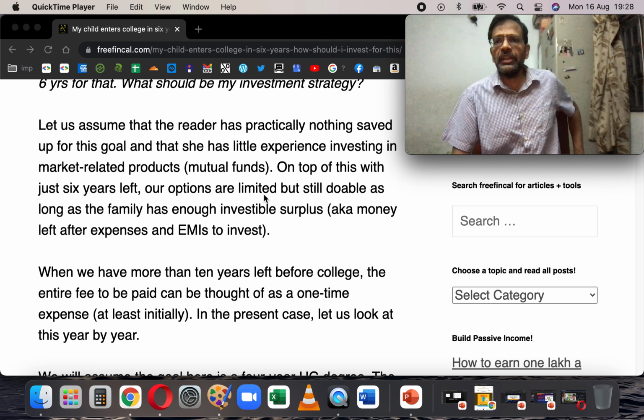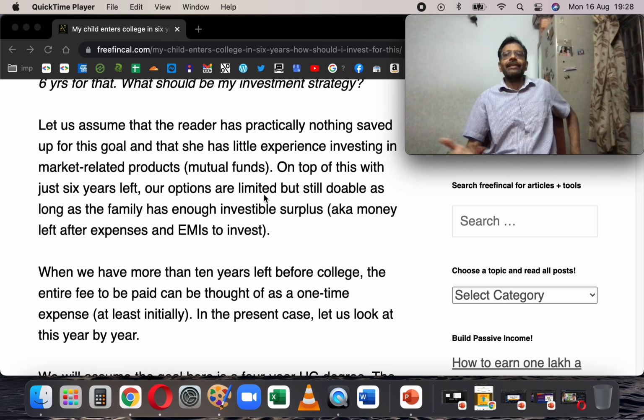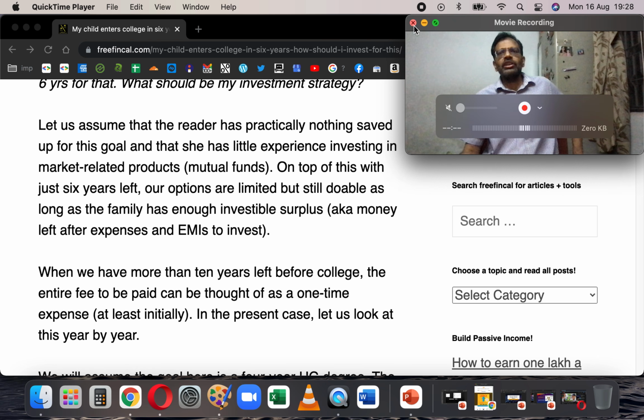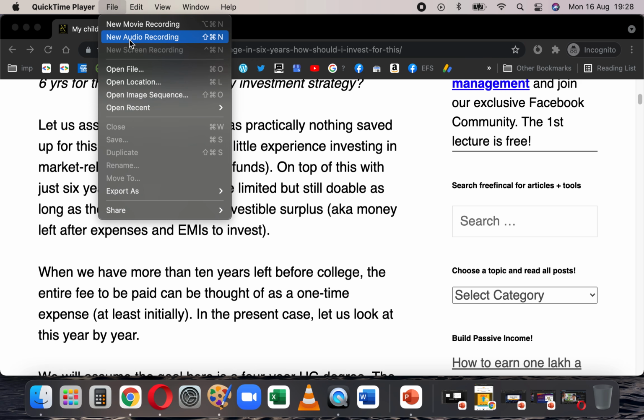So when we have more than 10 years for college education as a goal, we usually think of it as a single goal.